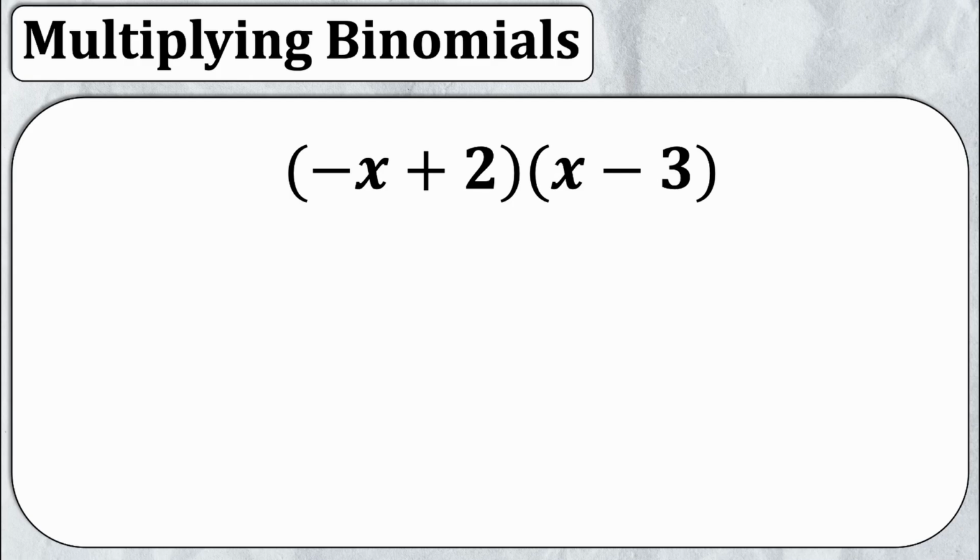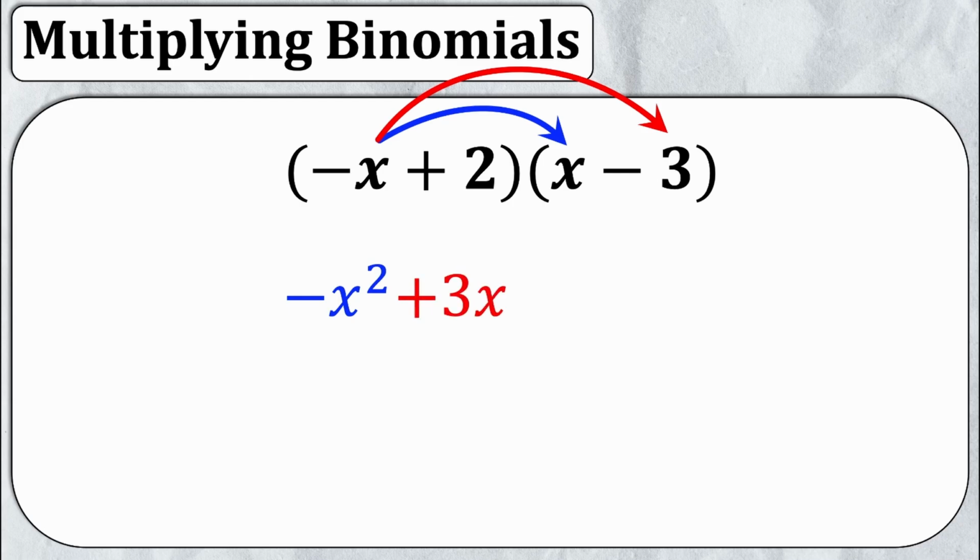So the first thing we'll do is multiply the first two terms. So negative x times x, which is negative x squared. Then we multiply the outside terms, negative x times negative 3, which is positive 3x. Our next multiplication are the inside terms, so positive 2 times x, which is positive 2x. And then finally, the last terms, which is positive 2 times negative 3, and that's going to give us negative 6.